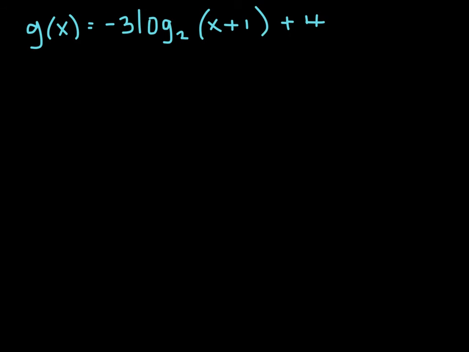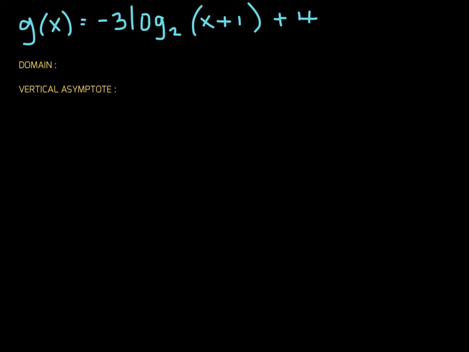We have g of x is equal to negative 3 times log base 2 of x plus 1, plus 4. Now, we already figured out the domain and the vertical asymptote for this function. From the earlier part of this video, we found that the domain is negative 1 to infinity. You can look back in your notes if you'd like. And the vertical asymptote is x equal to negative 1. We just need our 2 points, and then we can graph our curve.